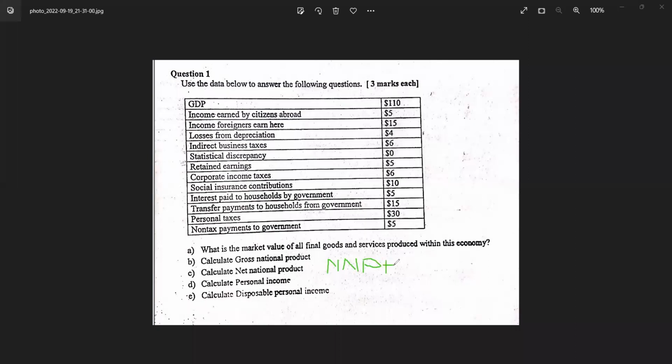plus subsidies minus indirect tax. And then we had 96, I remember. There are no subsidies. It's 96, and indirect tax is 6.